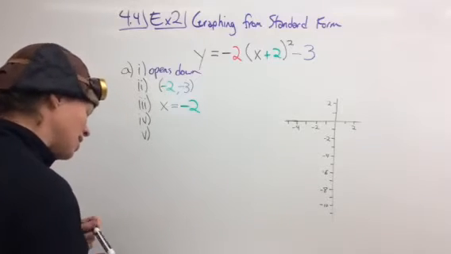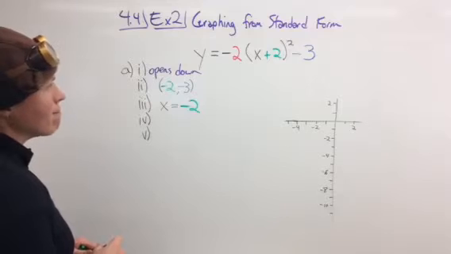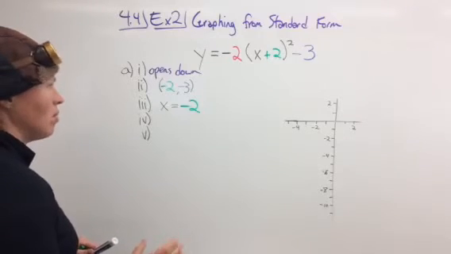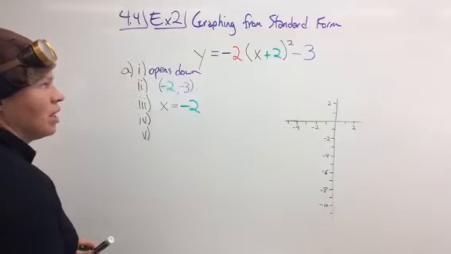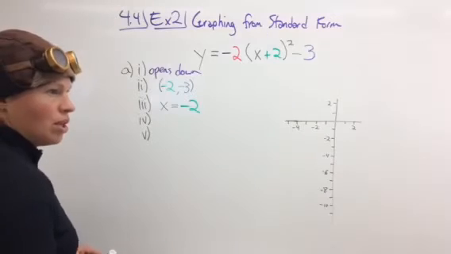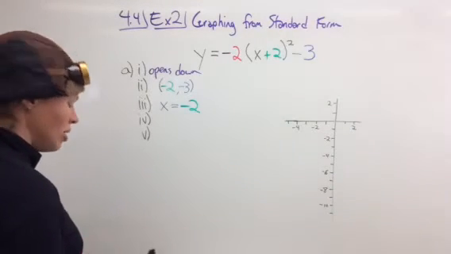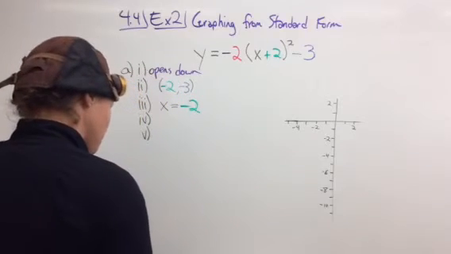Number 4 says the intercepts. Now that's going to be a little trickier. The y-intercept will be where x equals 0. The x-intercept will be where y equals 0. So we end up with a little bit of work to do here. So let's get to work.